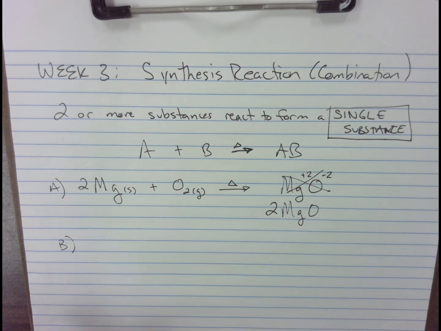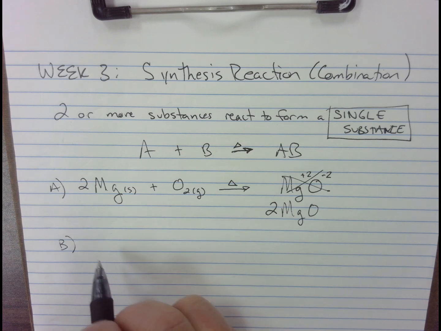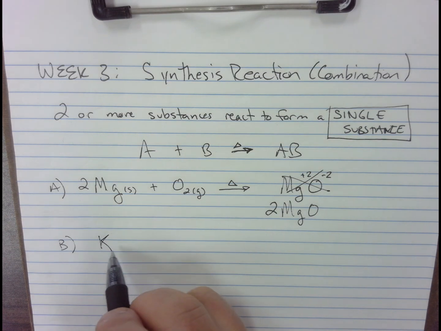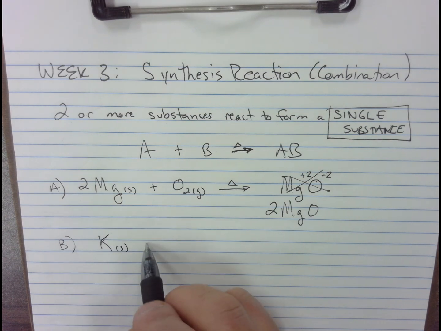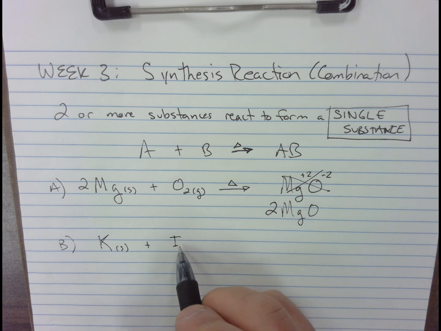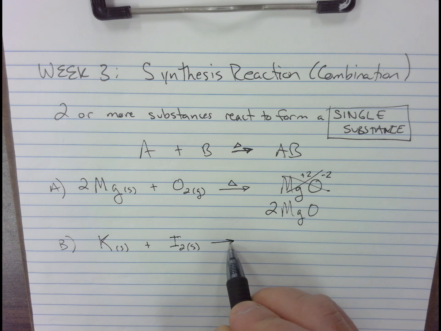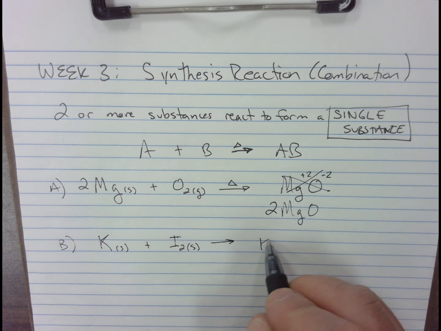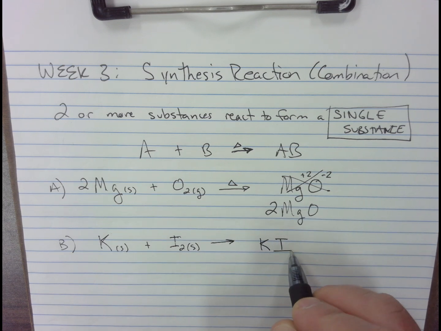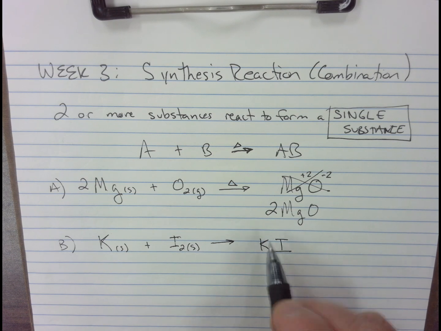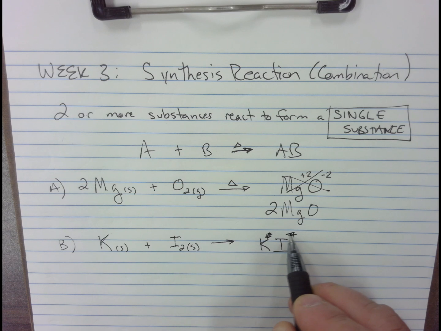The second example of a synthesis reaction is taking something like potassium, which is a solid, and reacting it with iodine, which is also a solid. And if I put those two together, I'm going to get something called potassium iodide. Now the charge of the potassium is a +1, and the charge of the iodine is a -1, so therefore the correct formula of potassium iodide is just simply KI.